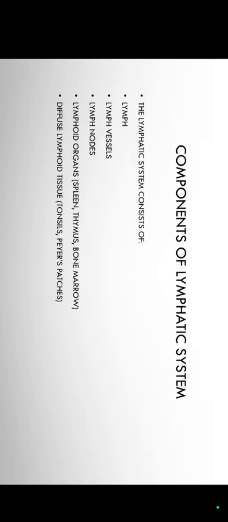Next, components of the lymphatic system. The lymphatic system consists of lymph, lymph vessels, lymph nodes, and lymphoid organs like the spleen, thymus, and bone marrow. Diffuse lymphoid tissue includes the tonsils and Peyer's patches.